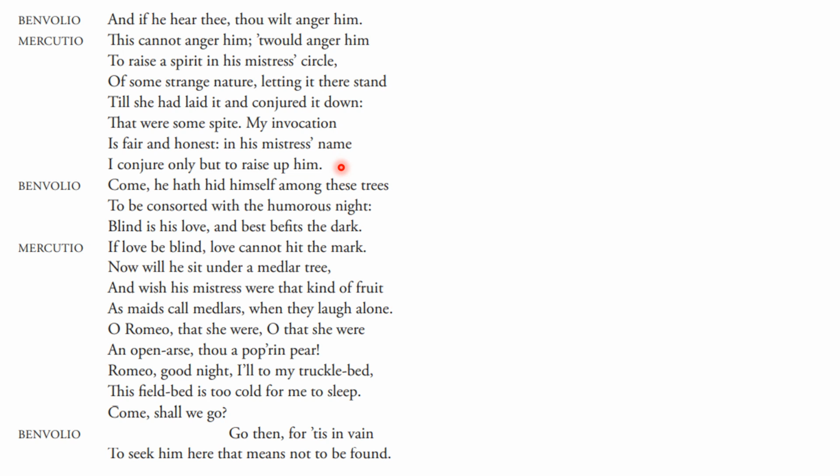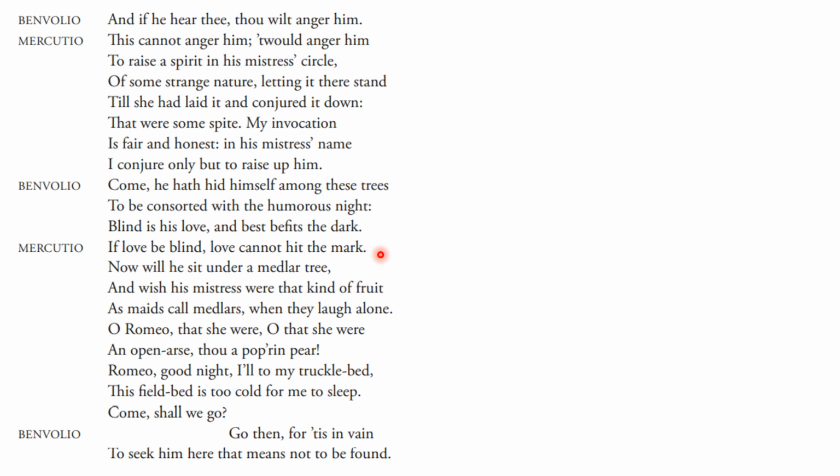And then Benvolio says, "Come, he hath hid himself among these trees to be consorted with the humorous night. Blind is his love and best befits the dark." He's basically saying that he's keeping the night company. His love is blind for Rosaline, and therefore it belongs in the dark. The idea that your senses are numbed when you are that deep in love, and the idea that Romeo cannot see clearly because of his love.